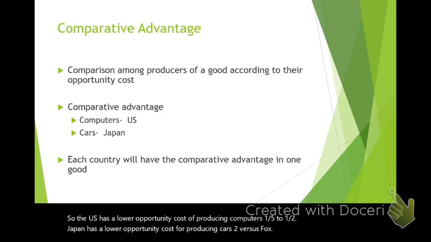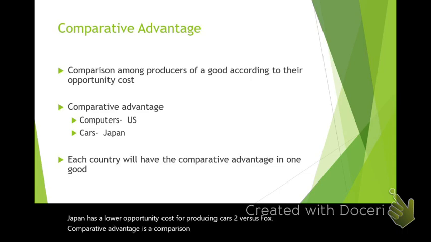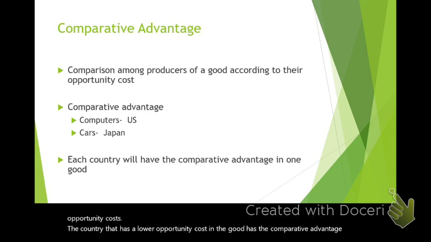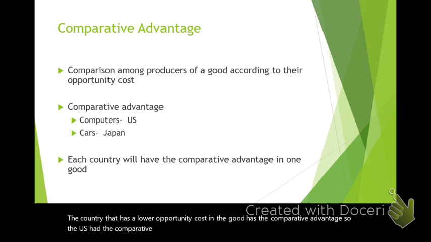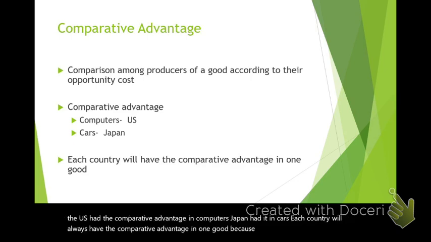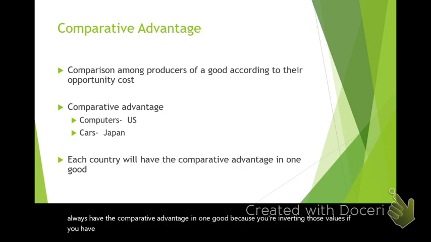Comparative advantage is a comparison among producers of a good according to their opportunity cost. The country that has the lower opportunity cost in a good has the comparative advantage. So the U.S. had the comparative advantage in computers. Japan had it in cars. Each country will always have the comparative advantage in one good because you're inverting those values. If you have the lower value in one, when you invert it, you're going to have the higher value in the other good. So it's mathematically impossible to have comparative advantage in both goods.